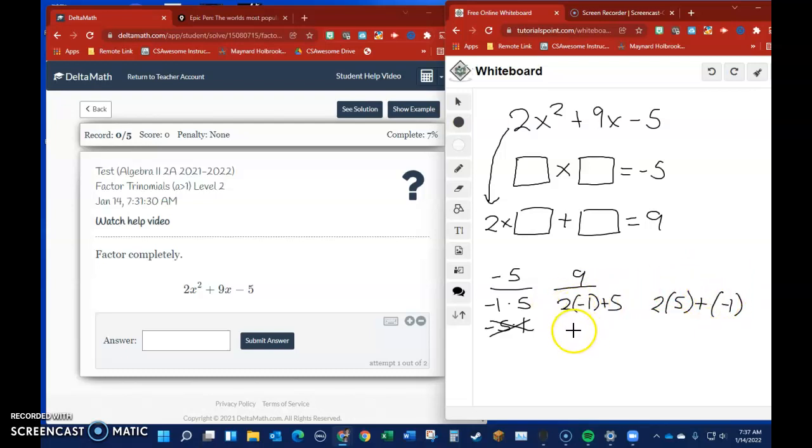Alright, so 2 times negative 1 is negative 2 plus 5. 2 times 5, 10, and then just minus 1. Adding a negative number is the same as subtraction. So negative 2 plus 5, that's 3. 10 minus 1 is 9. Okay, so we have a winner. This situation right here. So if I multiply 2 times 5 plus negative 1, I get 9. And I can do 5 times negative 1, and it gives me negative 5.